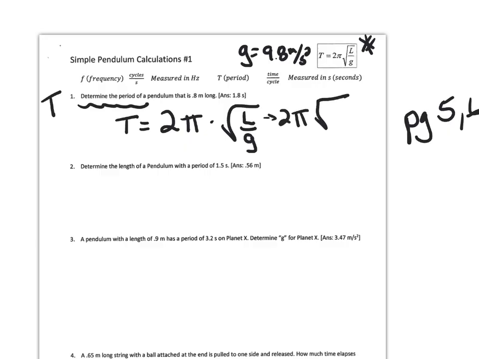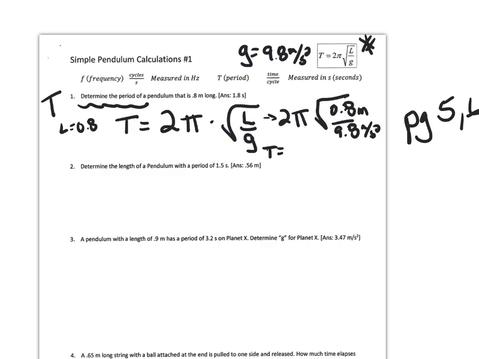Square root, what's the L? The L is 0.8 meters, divided by the acceleration due to gravity. So 0.8 meters by 9.8 meters per second squared. What do you do first on your calculator? Well, that's really up to you, but I would just plug it in as I see it. I would type in 2 times pi. Find the pi button in your calculator. Sometimes you have to press a second function to get it. Sometimes it's right on the button.